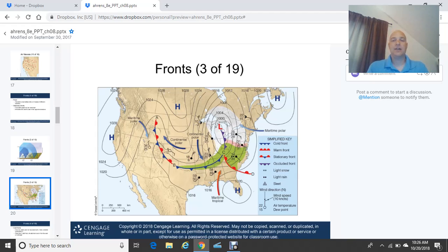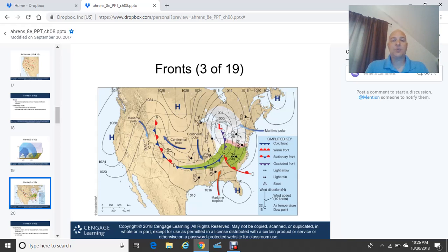The red line with the semicircles above the red line, that is known as a warm front. And then the blue line with the triangles, those blue triangles pointed downward, that is a cold front. Okay, and then further west, out towards Montana, Wyoming, Colorado, there's alternating red semicircles and blue triangles. That is a stationary front, which just really isn't moving a whole lot.